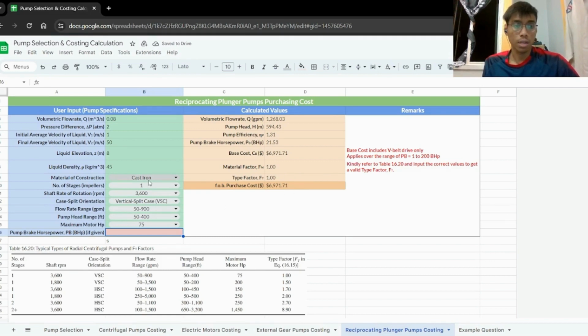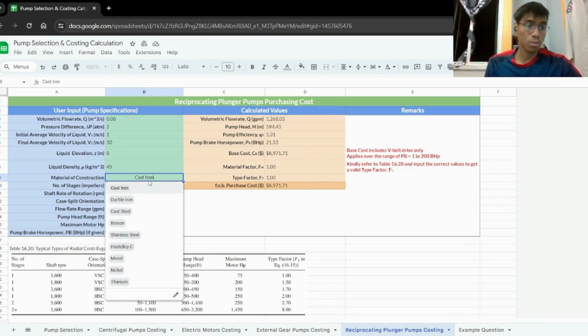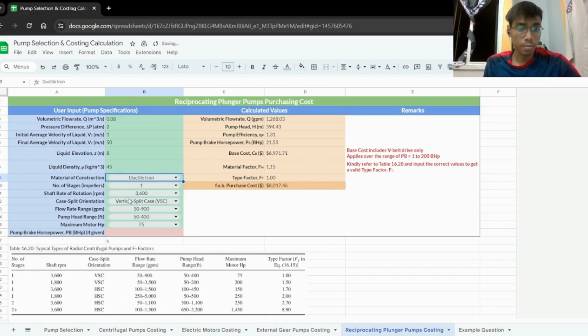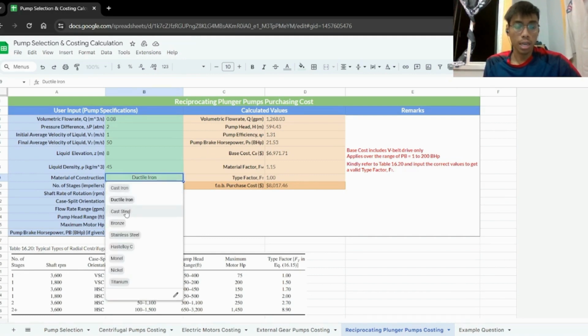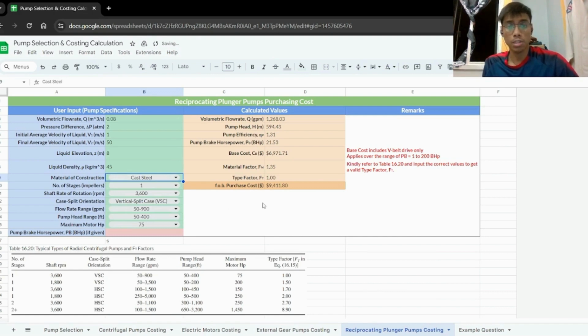So let's say that the user wants to change the nature of construction, the value will be given here. Then any material construction you can choose to get the FOB purchase cost.